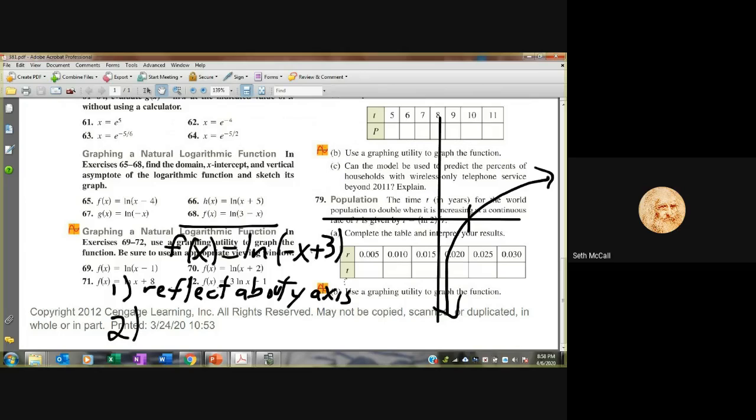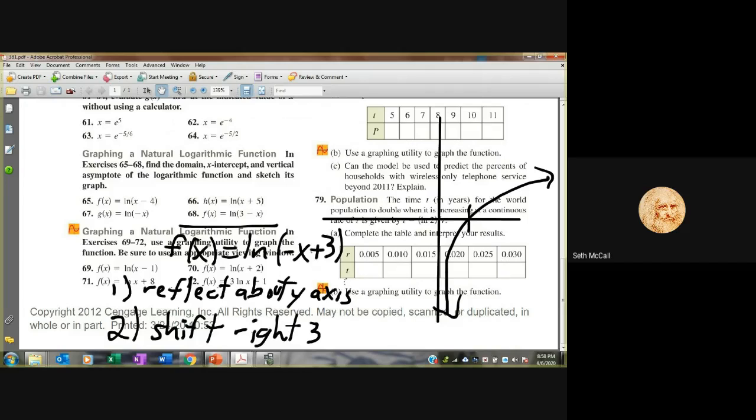The second one would be a shift, and normally +3 on the inside would mean shift to the left. However, because of this negative right there, that reverses that +3, and this is actually a shift right 3.